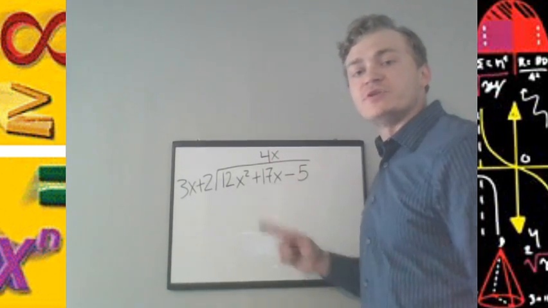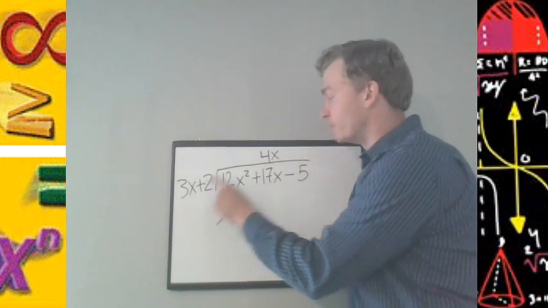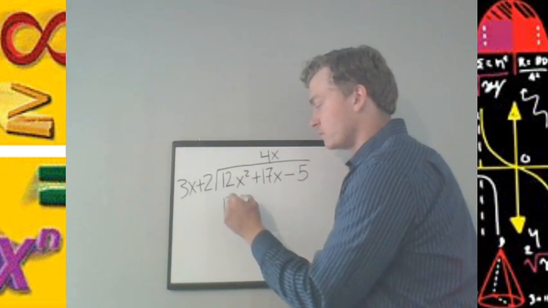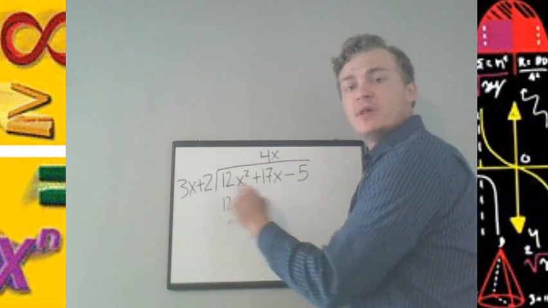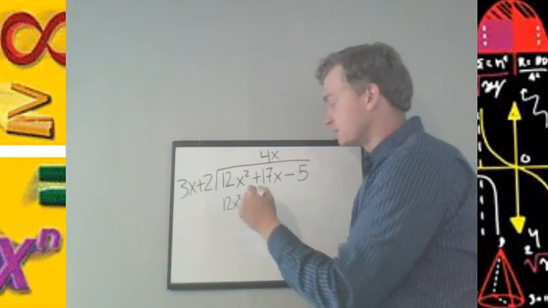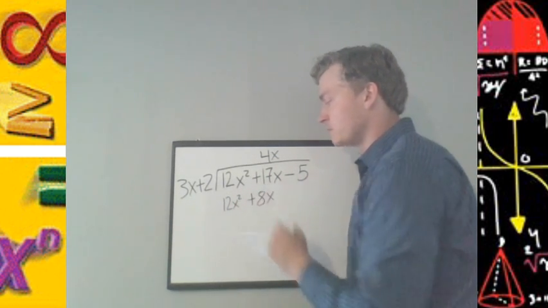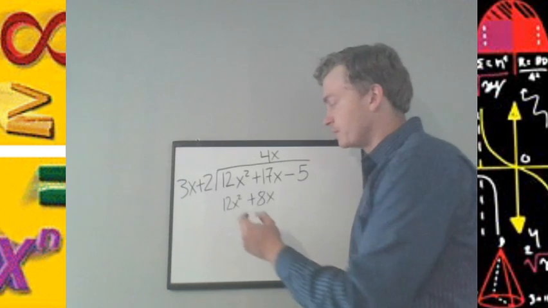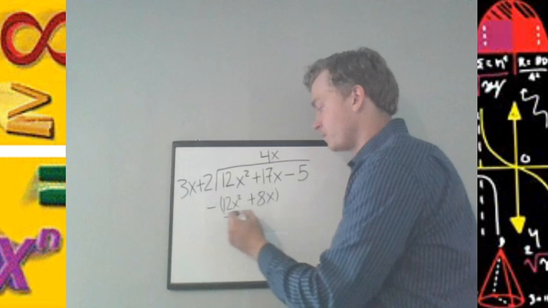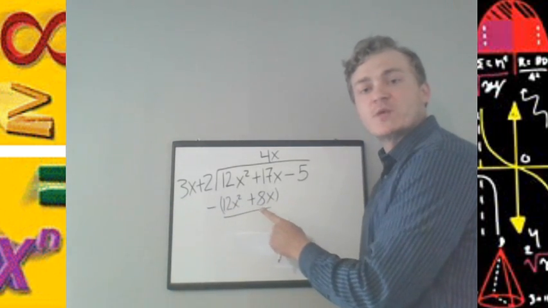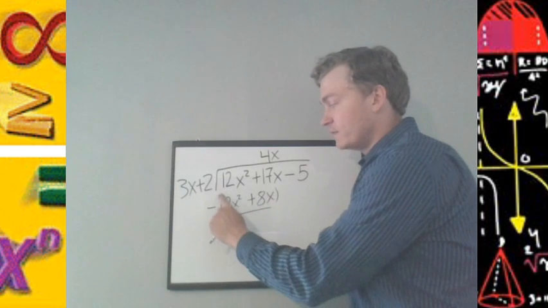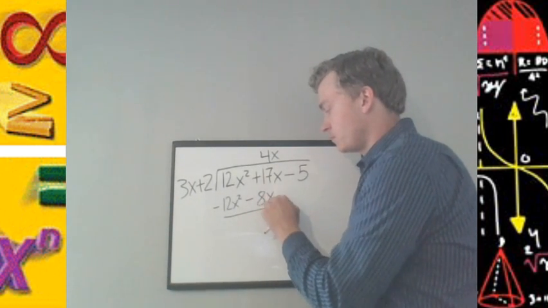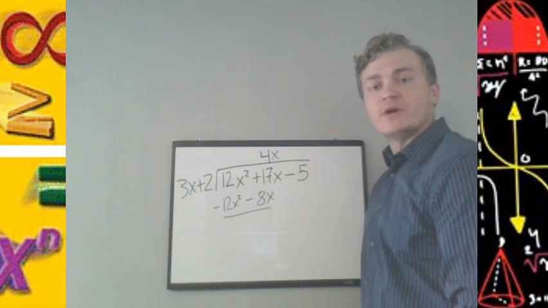But now we take that part of the quotient, 4x, and multiply it back to the 3x plus 2. 4x multiply 3x is 12x squared. 4x multiply a positive 2 is positive 8x. Division is repeated subtraction, so we will subtract these two to get a remainder. We want to subtract the 12x squared plus 8x, so distributing the negative, we get minus 12x squared minus 8x.